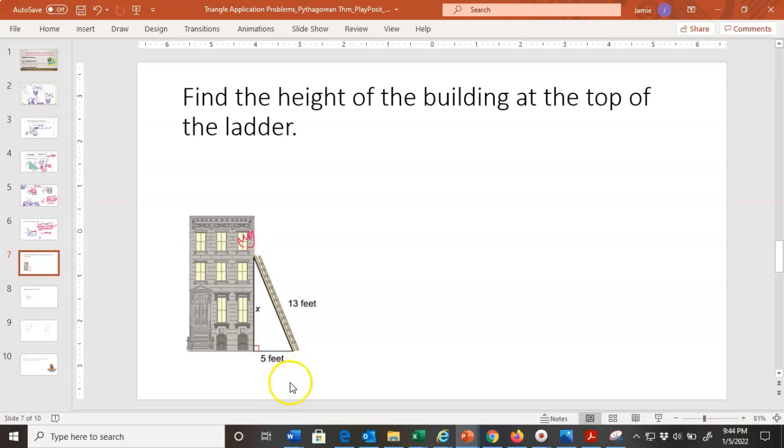So let's go ahead. This one's set up a little bit differently. We know the length of the ladder, and we're going to see how high this second story building is, this X value. So this is the hypotenuse, right? So we're going to have X squared plus 5 squared equals 13 squared. We know 5 squared is 5 times 5, it's 25. 13 squared is 13 times 13, which is 169, right?